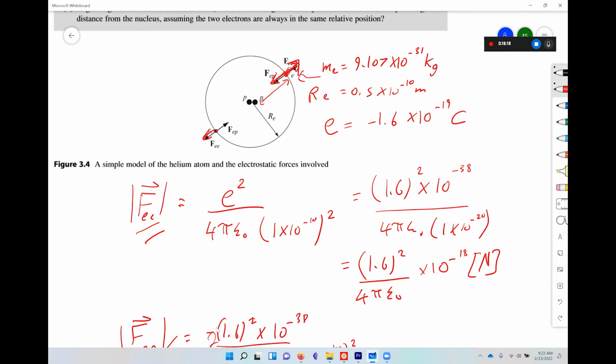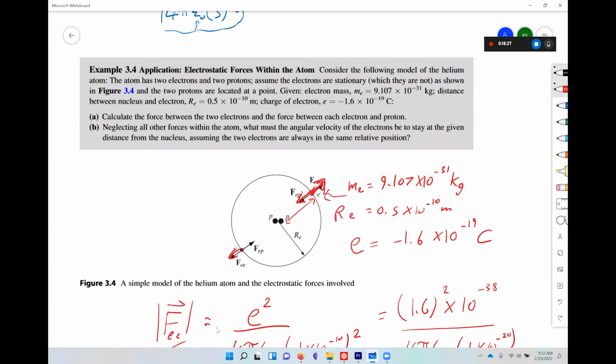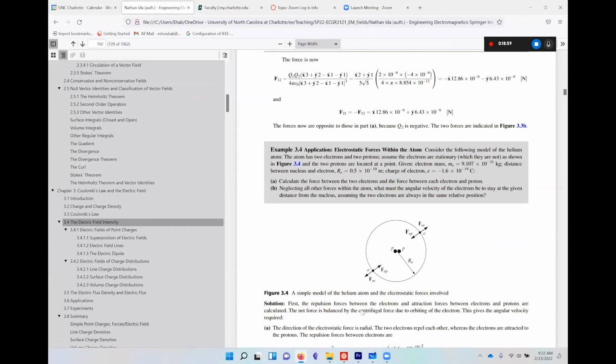The question is, you want a stable orbit, right? To get a stable orbit, the forces have to be equal. Because the electron is rotating, there's also something called the centrifugal force. Whenever you rotate, there's something that tries to push the electron away. This is just a problem of making sure that all 3 forces are equal. Once the repulsive forces and the attractive forces are equal, we get a stable orbit. I think that's the point of the problem.